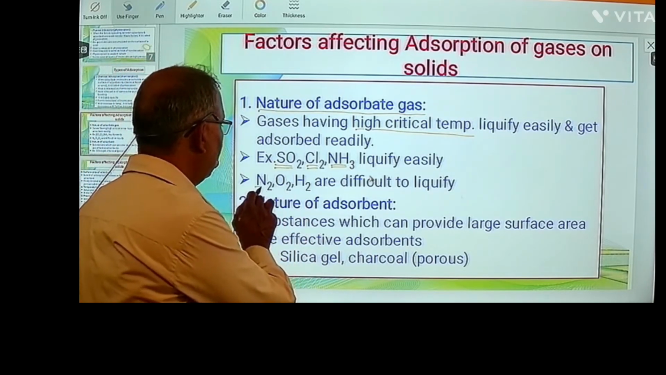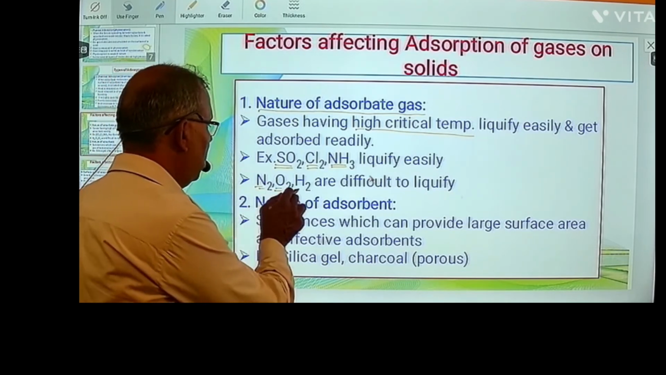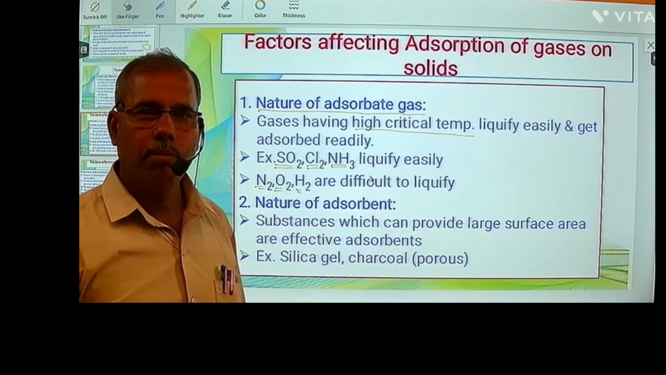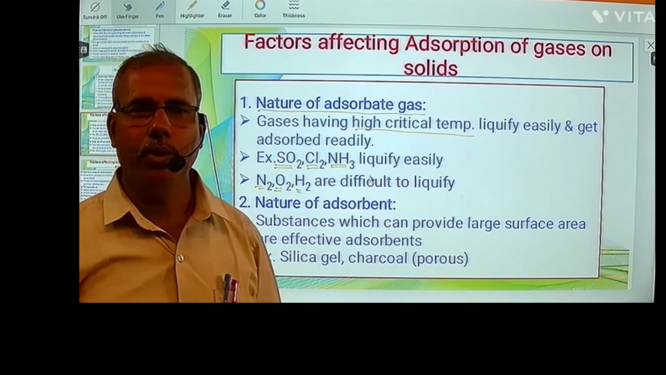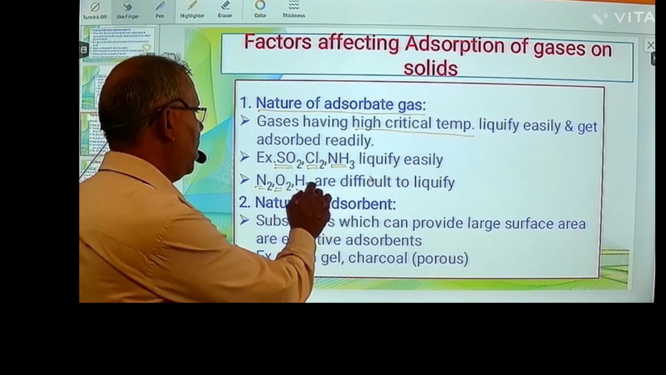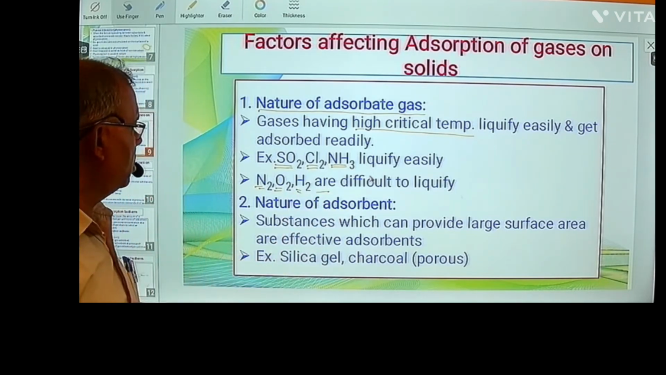On the other hand, the gases like nitrogen, N2 dinitrogen, dioxygen, dihydrogen molecules, these gases are difficult to liquefy because they have a low critical temperature value, and therefore they are difficult to liquefy and cannot be adsorbed easily on the surface.